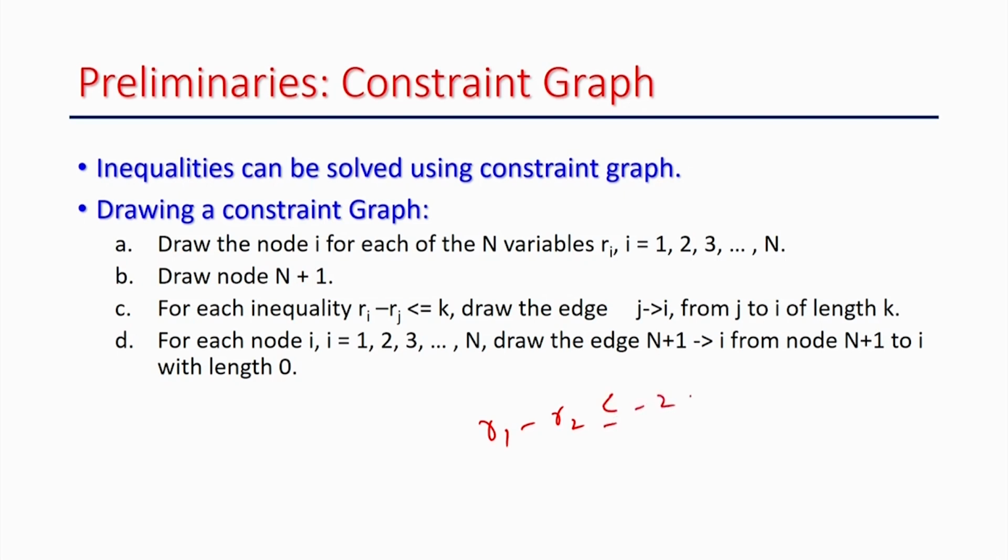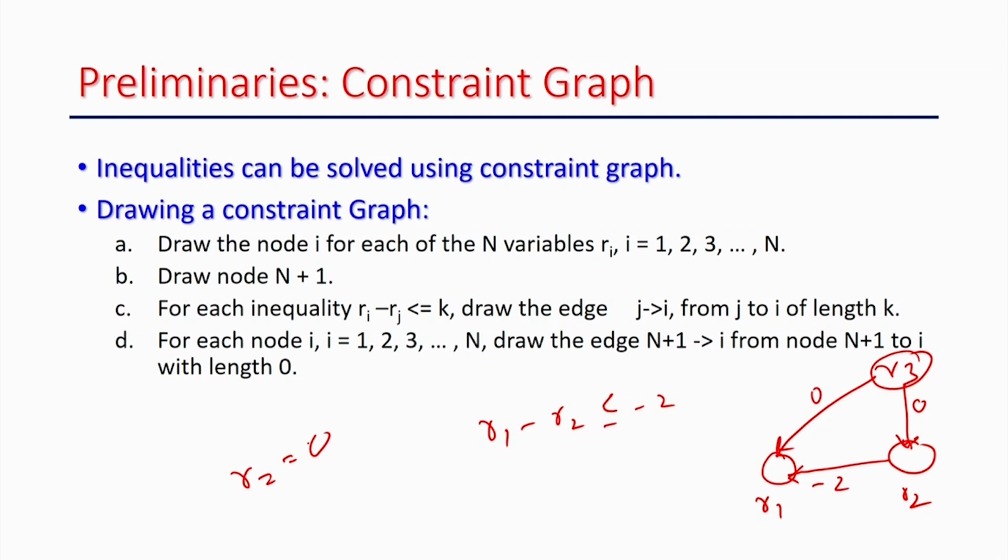Okay. So in this case I have only this constraint. This is R1, and I have to find the values of R1 and R2 which satisfy this constraint. So I have R3, an extra node, and this is 0, this is 0, and this is R2 to R1 is minus 2. Now think about this node: I have only one path. So R2 is 0, the shortest path is 0 because this is 0, and for this node I have two paths. This distance is 0 and this distance is minus 2.